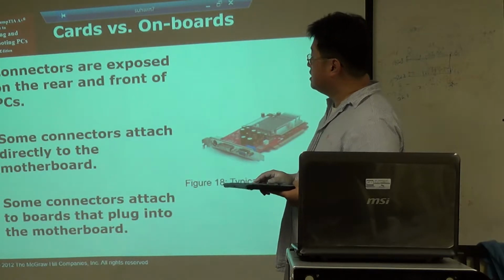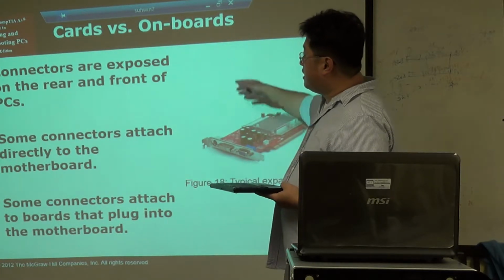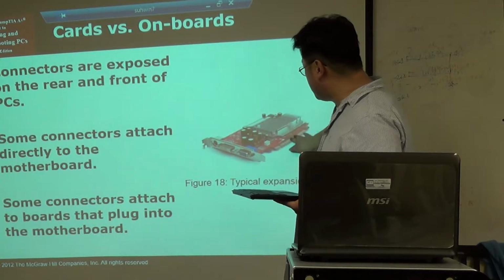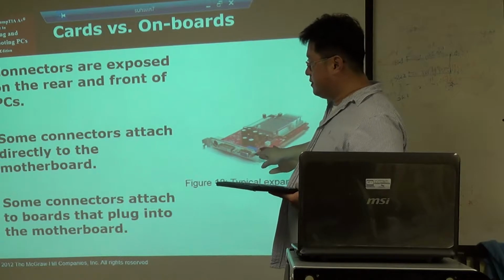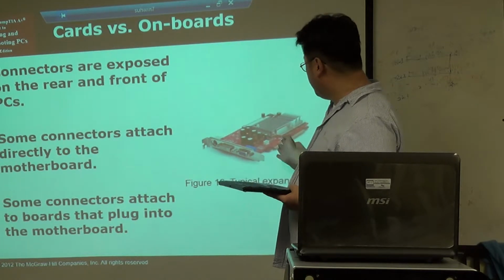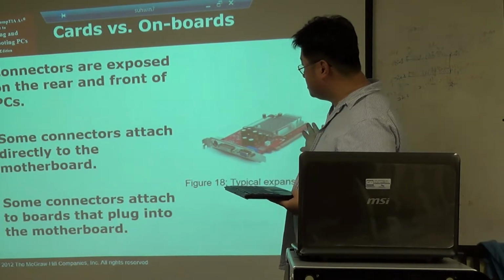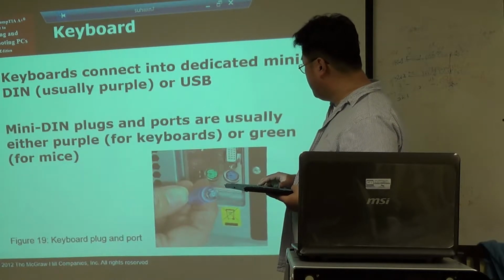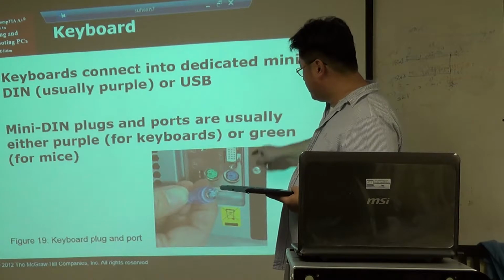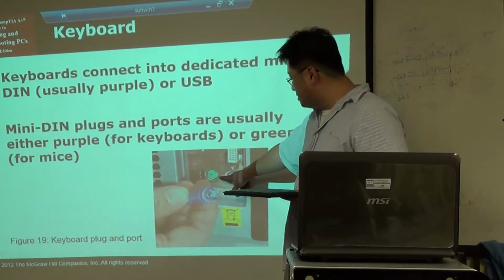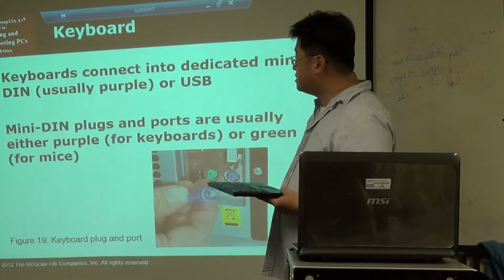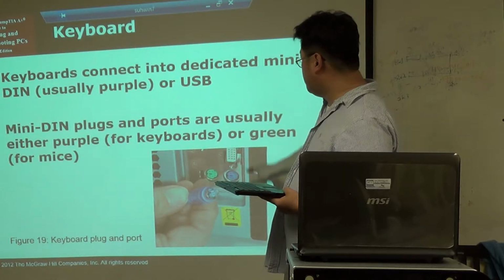Cards on board. The connectors are exposed on the rear and the front of the pieces. This is a typical expansion card, so you can connect at the back. This side is connected to the motherboard. And this is a keyboard. Green is the mouse, and purple is the keyboard. Okay, here we go.